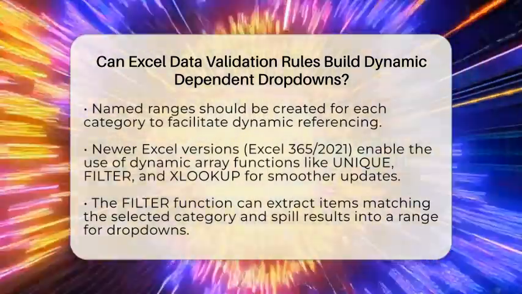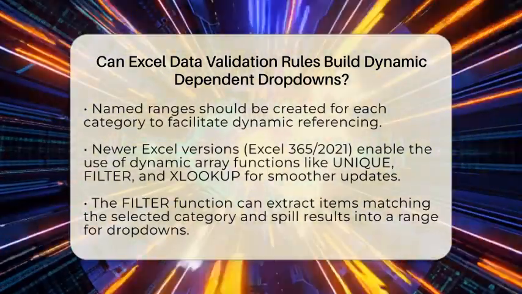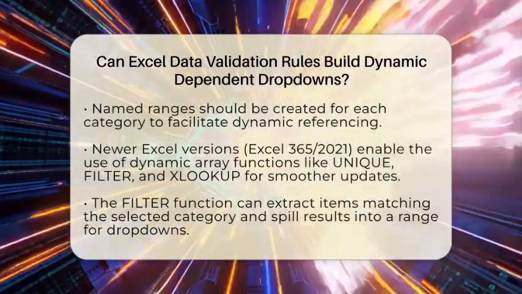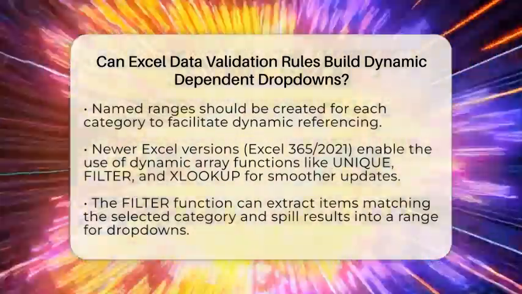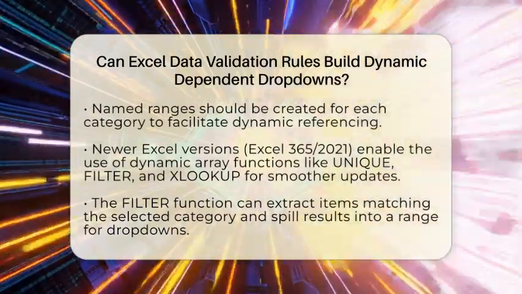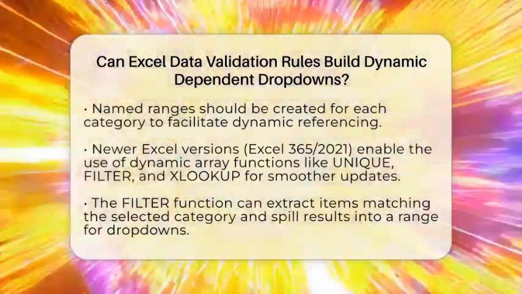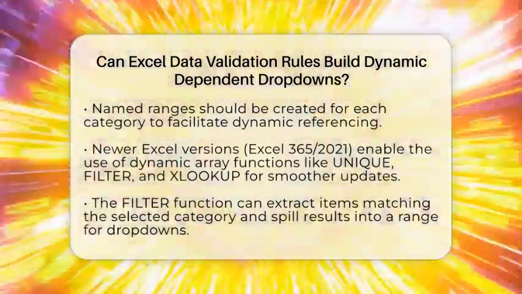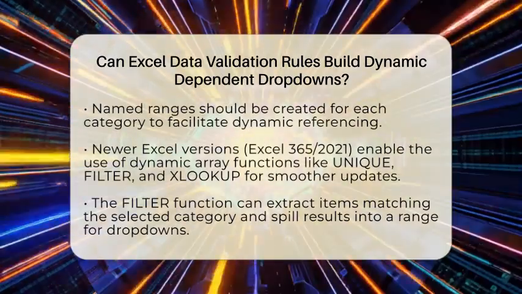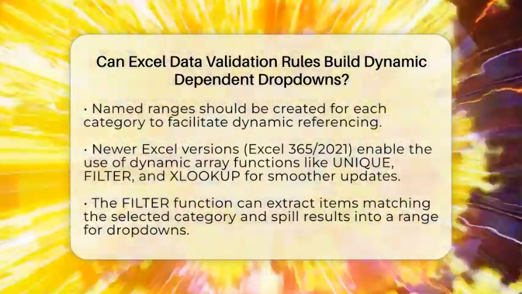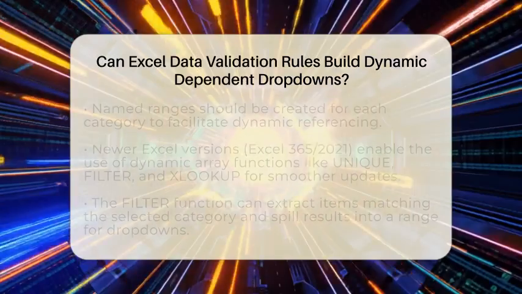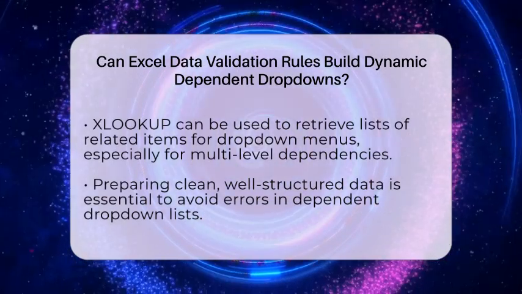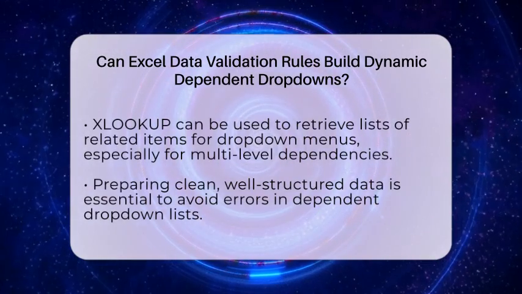If you have a newer version of Excel, such as Excel 365 or Excel 2021, you can use dynamic array functions to make this process even smoother. Functions like UNIQUE, FILTER, and XLOOKUP can automatically generate lists based on your selections. For example, the FILTER function can pull only the items that match your chosen category. These functions spill their results into a range, which you can then reference directly in your data validation list. This means your dropdowns will update instantly whenever your source data changes, without needing to manually adjust named ranges.